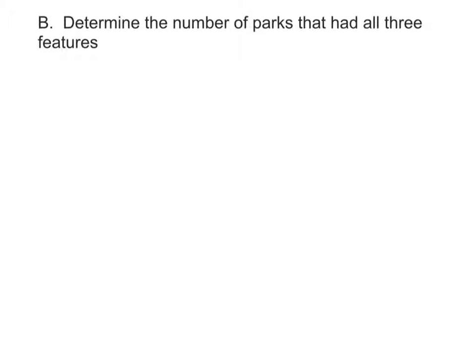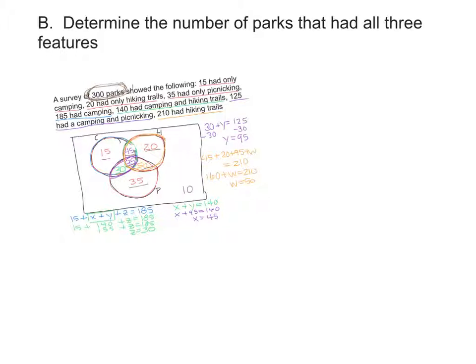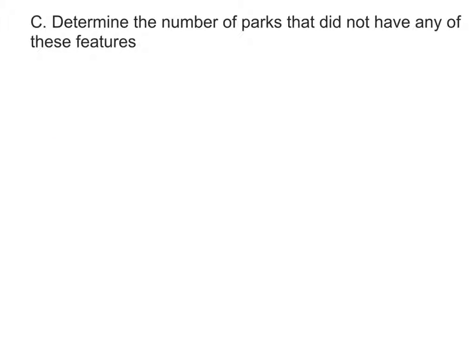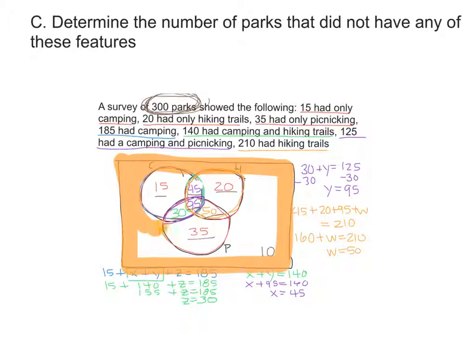Question B. Determine the number of parks that had all three features. So again, if you look at your drawing, all three features is going to be dead center. So the number that had all three features is 95. Question C. Determine the number of parks that did not have any of these features. So to not have any of the features means that you need to be on the outside of the bubbles. You cannot be inside of the bubbles. So how many items were on the outside? That would be the 10 that was on the outside.